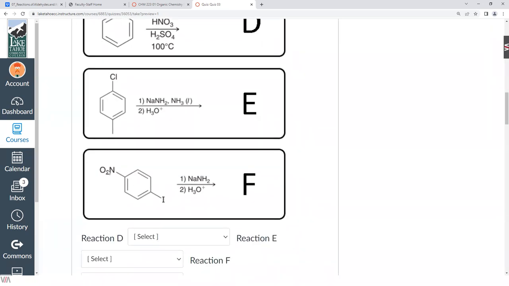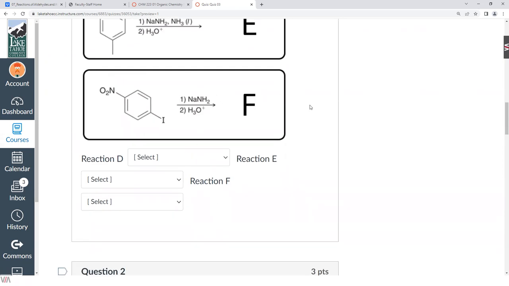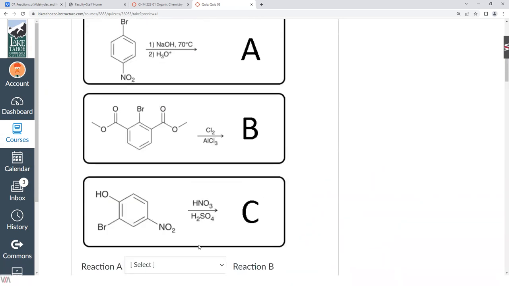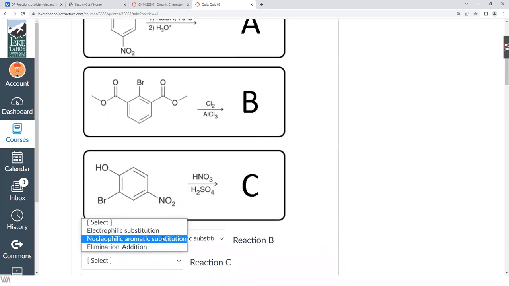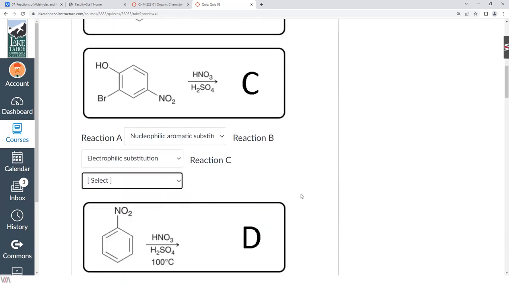And then one more time, we've got a nitro group, para to a good leaving group, and we're under basic conditions, so nucleophilic conditions. So this is going to be our nucleophilic aromatic substitution. I suppose I should fill these in and make sure I didn't make a typo in the key anywhere. Aromatic, nucleophilic.